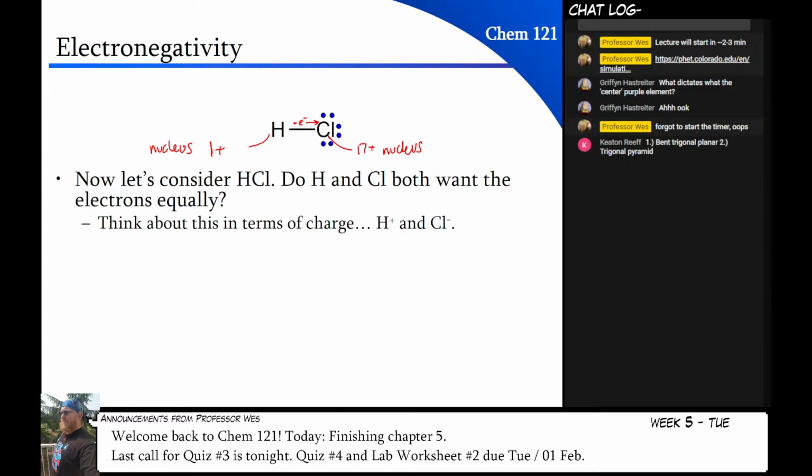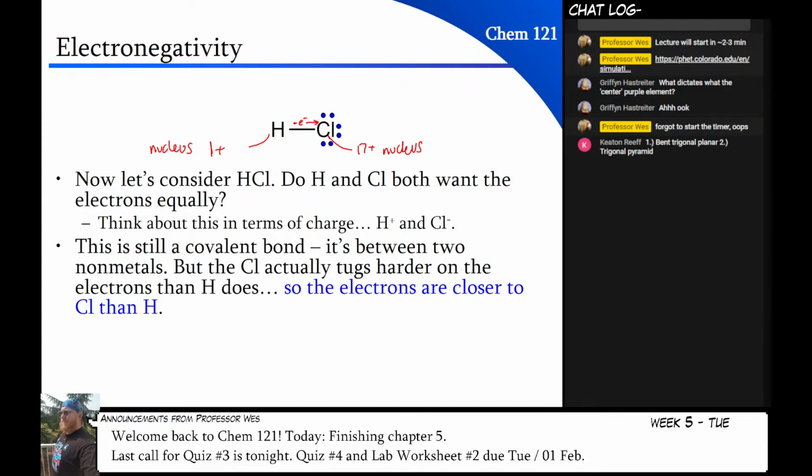So now, because they're both nonmetals, I've been telling you that this bond is covalent. And it is, but it's also not quite covalent. It's somewhere in the middle of covalent and ionic, because the electrons are pulled towards chlorine much more strongly than they're pulled towards hydrogen. So we would say, on average, the electrons are closer to chlorine than hydrogen. Hydrogen gets to see them a little bit of the time, but not all of the time.